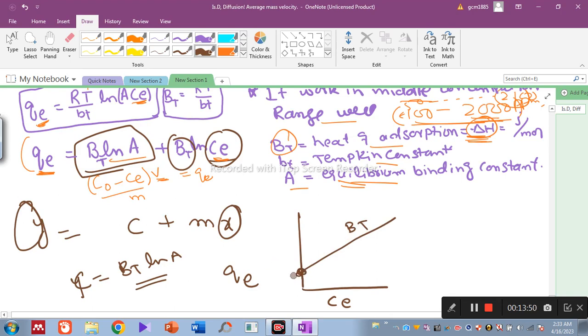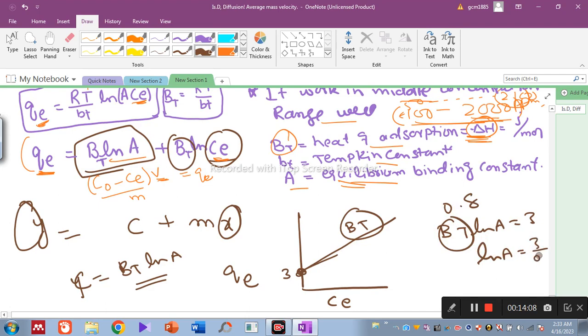So bT ln A. Suppose the y-intercept is 3. So bT ln A will be equal to 3, and from the slope we will get bT. Suppose the slope of the line is bT, suppose it is 0.8, so we will get ln A equal to 3 divided by 0.8, and taking e to the power of this, A will be equal to e to the power 3 divided by 0.8. So we will get some value for the equilibrium binding constant, and also we can get the bT value.